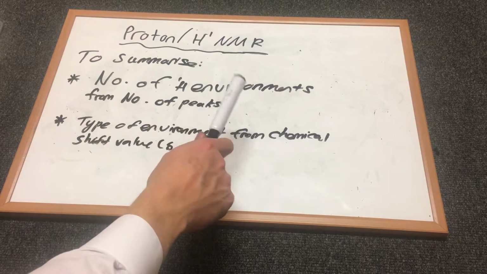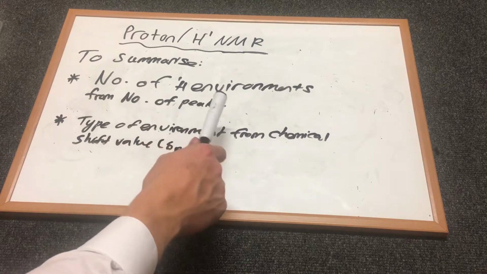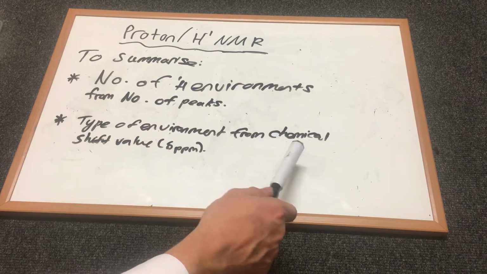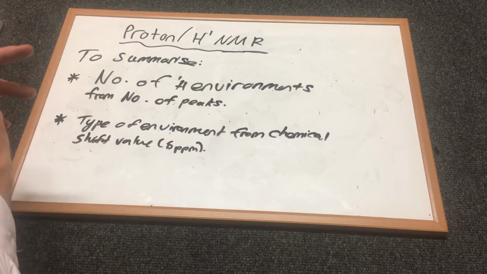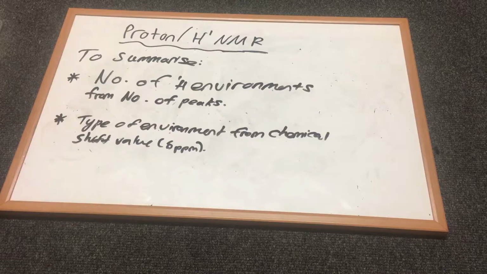The number of hydrogen environments can be worked out from the number of peaks on the spectra, and the type of environments are given by the chemical shift value. So you can see how closely interlinked carbon and proton NMR is. Thank you very much for watching my video.